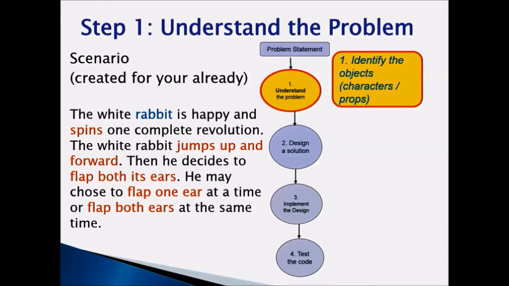Now, in order for us to understand the problem, we need to first identify the objects. If you saw the scene, our object in here is a white rabbit, and the props in our scene were the wall and the bushes. The second thing we need to keep in mind is to identify the actions. Based on the scenario, we know that the white rabbit can jump up and forward, spin, and flap its ears.